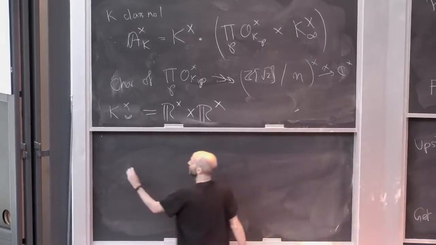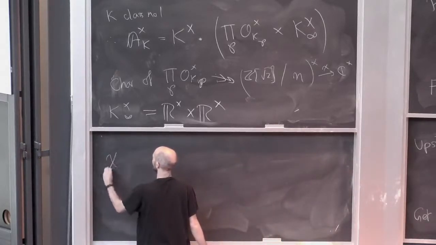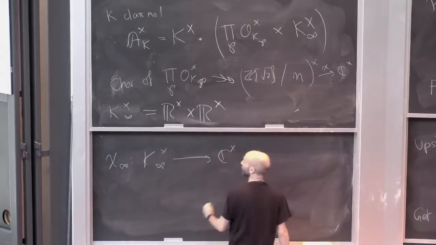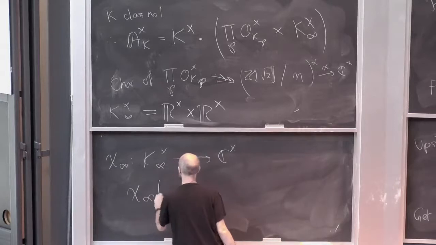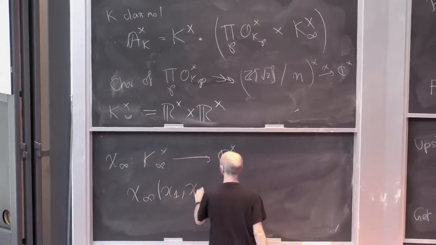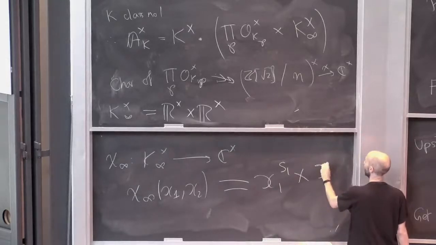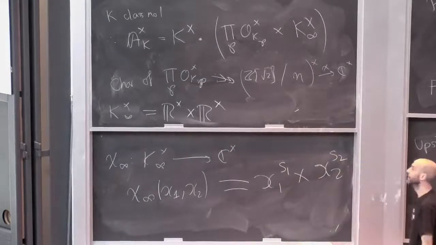Great. So we want to do chi infinity from K infinity star to C star. We've got to choose, right? Chi infinity, we can call it chi infinity of (x1, x2). Those are 2 real numbers. This can be x1 to the power of s1 times x2 to the power of s2. Okay? So we've got 2 degrees of freedom.